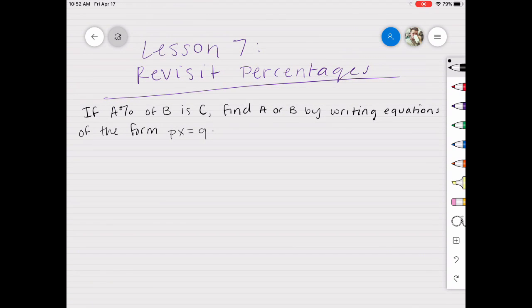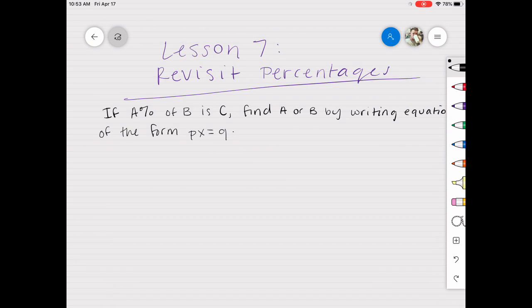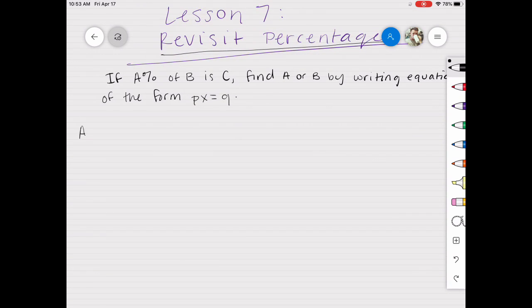So today we're going to be looking at lesson 7, which is revisiting percentages. Our target today is, if A% of B is C, we are going to be trying to find A or B by writing equations of the form Px equals Q.